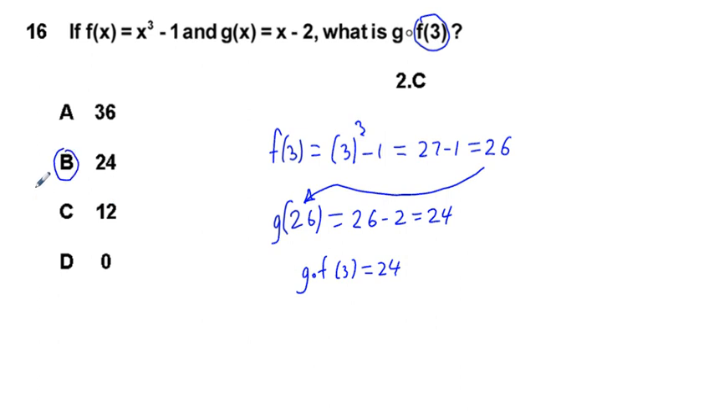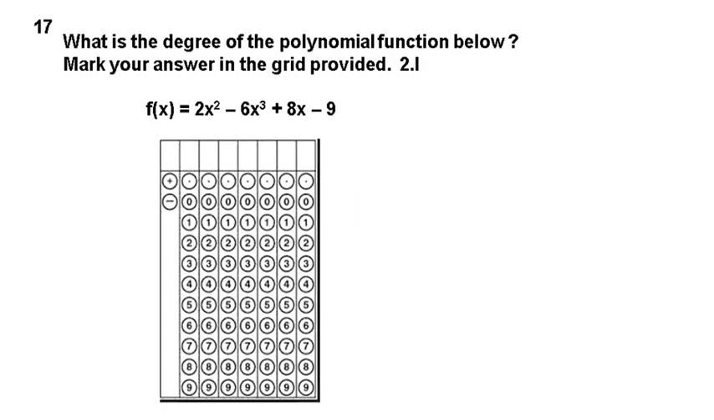Now, the last ones we're going to do, these last 4. What is the degree of the polynomial function below? Mark your answer in the grid provided. What we look for is the term that has the highest exponent value. And so it's going to be this one here, negative 6x cubed. And so for this, our degree is going to be equal to that power. So degree is going to be equal to 3.